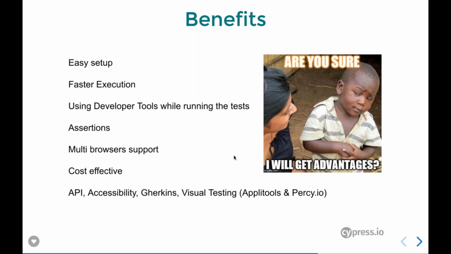First one is it is quite easy to set up, and the second one is it is much faster, and the third one is it has developer tools while running the tests, and it has inbuilt assertions where you can just use Chai to do the assertions directly, and it has multiple browser support. One of the major issues that we had with Cypress back in the 3.x version was it was not supporting multiple browsers. Earlier it was supporting only Chrome and Electron. So it was not supporting even Firefox or Edge, but now it supports Firefox and Edge as well, which means that you will be able to execute all the test cases with different browsers.